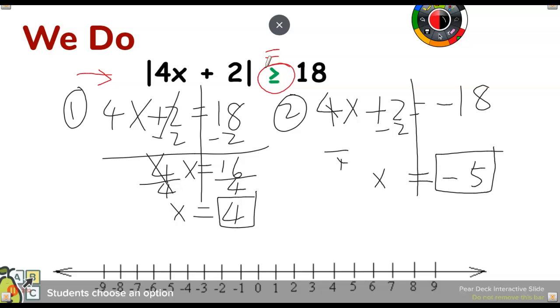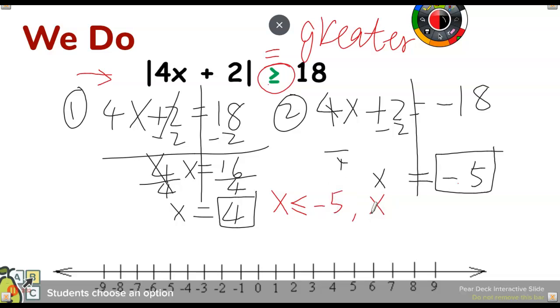So in the problem, the inequality symbol is greater than again, but it's greater than or equal to. Okay? So for greater than or equal to, your answer is always like this. X is smaller. This one has an equal to, right? So your answer is smaller or equal to the small answer, which is -5. Or your x is bigger than or equal to the big solution, which is 4. So this is your solution.